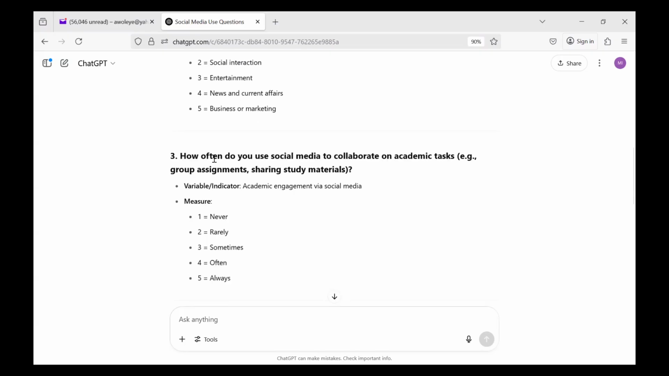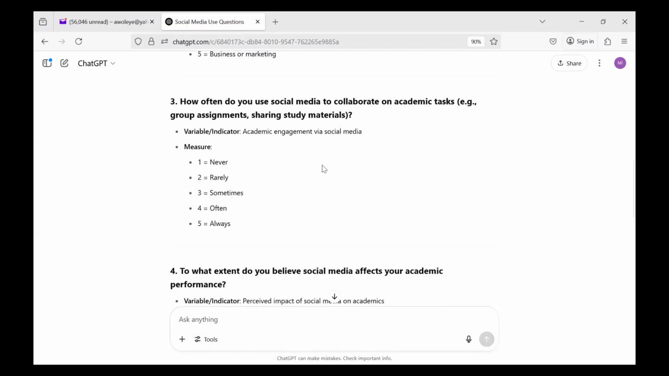Now, how often do you use social media to collaborate with academic tasks? The indicator is academic engagement through social media. So this one, what will you say about this? This is number 3. Fantastic. This is ordinal because it has a particular order. I use it always, I never use it, I use it often. This is ordinal. This is what I'm saying.